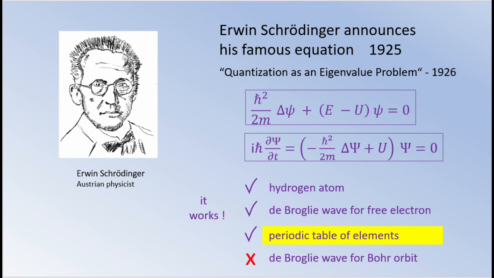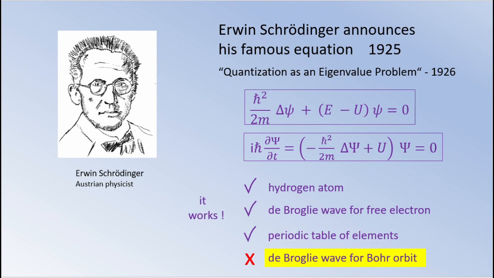The newly discovered equation also explains the periodic table of elements in chemistry. It is a little funny, but Schrödinger's equation also disproved the existence of circular de Broglie waves that we talked about earlier, and which were the main arguments in favor of the correctness of the whole de Broglie hypothesis.